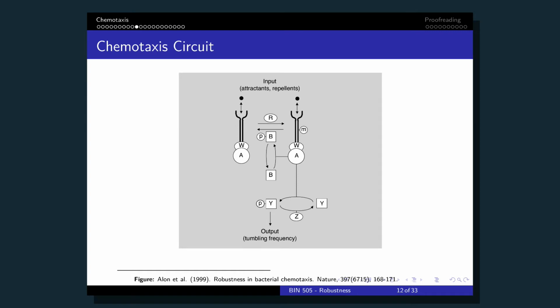In the normal case, at steady state, the rate at which R methylates receptors gets equal to the rate at which B demethylates receptors. So there's a steady state fraction of receptors, or steady state amount of methylated active receptors on the membrane.